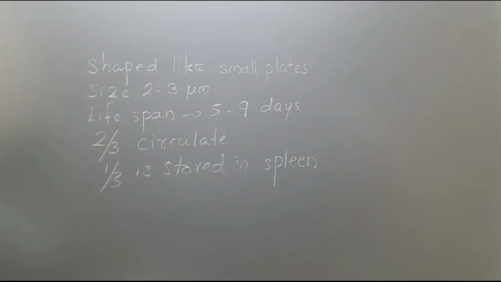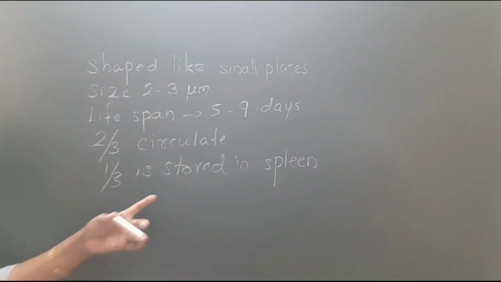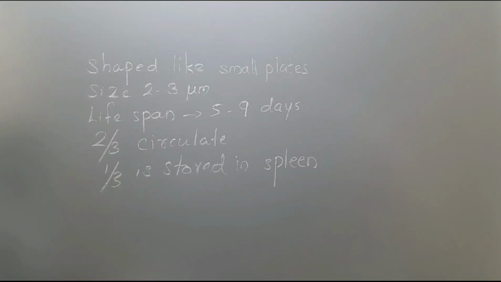Now let's see what platelets look like. They are literally shaped like small plates. If we talk about its size, a matured platelet size is about 2 to 3 micrometer. Lifespan of these platelets is 5 to 9 days. About 2/3 of the platelets circulate in the blood and 1/3 is stored in the spleen.